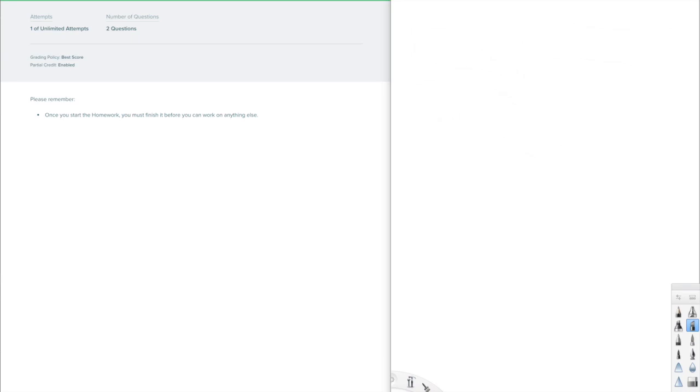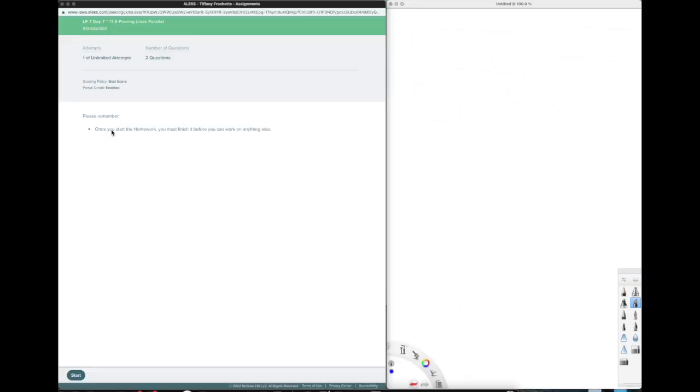Welcome to Chapter 13, Section 5, called Trapezoids and Kites. This is for Integrated Math 1, or IM1. So just to get started here, on the front screen, the first thing you should see is your due date.